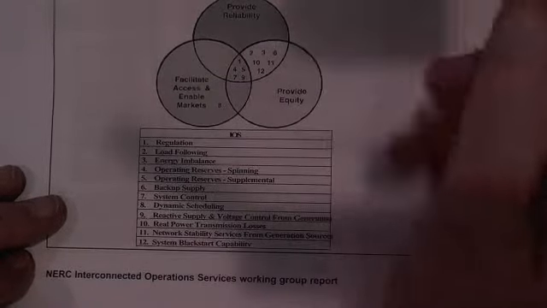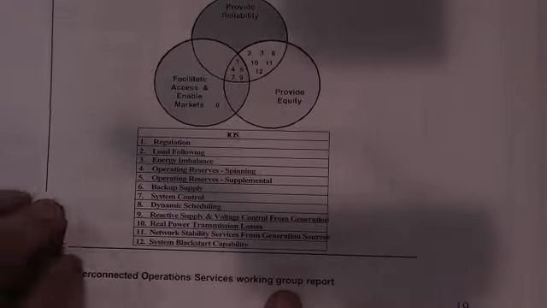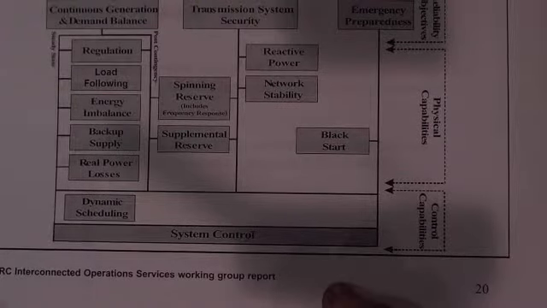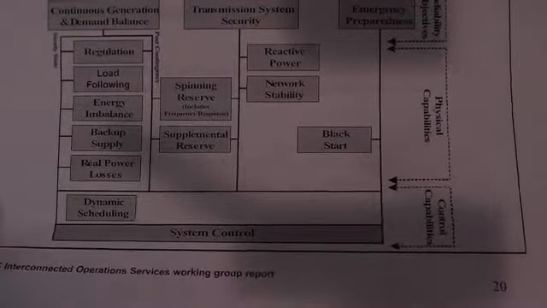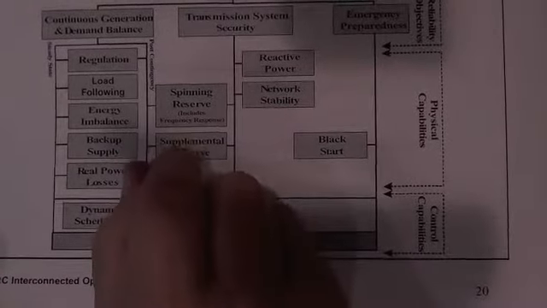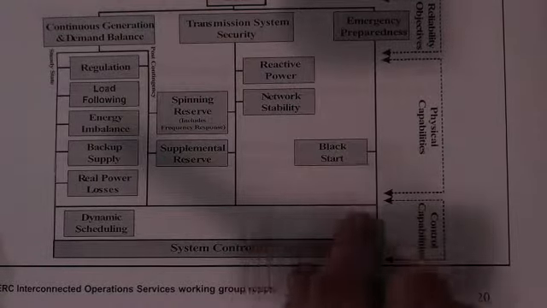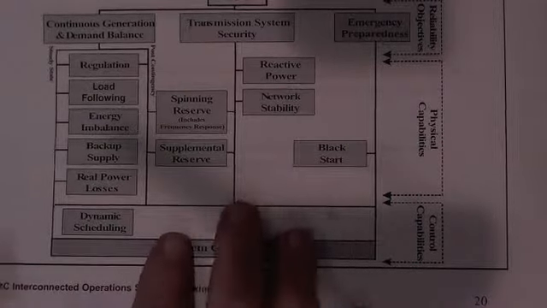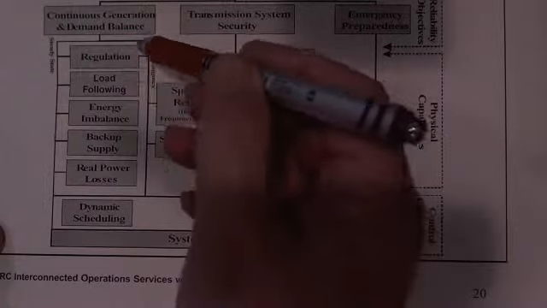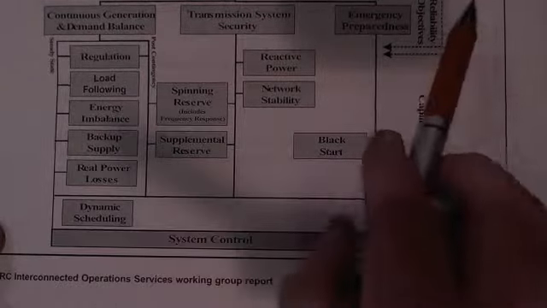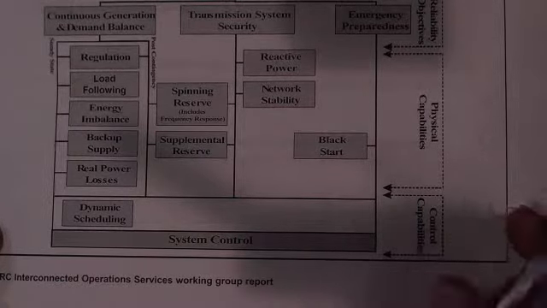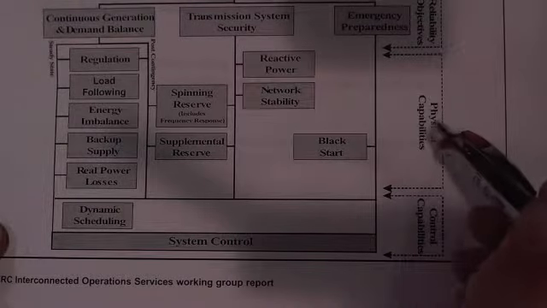Provide equity in the way the system operates. This was a NERC working paper. And this is a diagram. You can see here that there are reliability objectives, physical capabilities, and control capabilities. And so you have continuous generation, balance, transmission system, security, emergency preparedness. This is interconnected operations services. We've talked about all these things. We're putting them into different categories of the system control because some of them have to do with reliability, some of them have to do with the physical capability, and some of them the control capability.